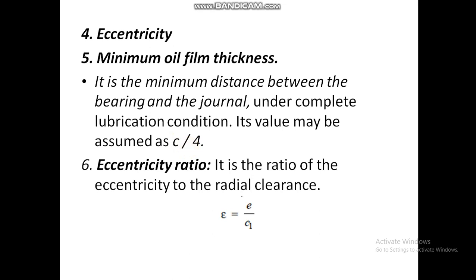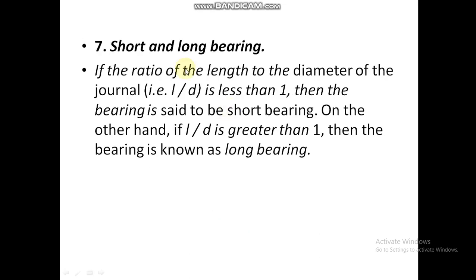Eccentricity ratio is the ratio of the eccentricity to the radial clearance. So eccentricity ratio can be written as eccentricity E divided by radial clearance C1. Next, short and long bearings. If the ratio of the length to the diameter of the journal, that is L by D, is less than 1, then this bearing is a short bearing. On the other hand, if L by D is greater than 1, then this bearing is known as a long bearing.